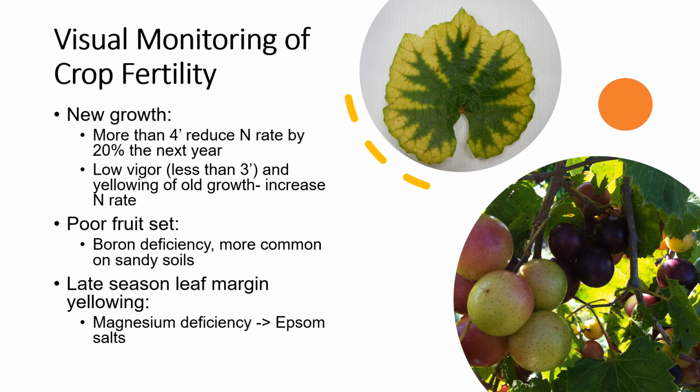Some other visual symptoms that we may see of possibly a boron deficiency would be seen by poor fruit set. Boron deficiency tends to be more common on sandy soils, and so that would be something that we would want to monitor. And if we suspect it with visual symptoms, we would also want to come back in and pull a leaf tissue sample just to confirm it, because boron is one that we don't want to over apply and we can get into a toxicity situation.